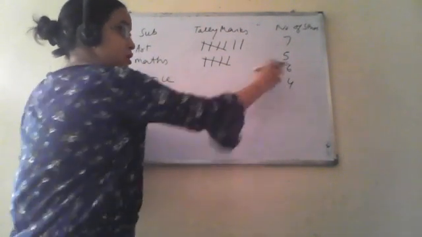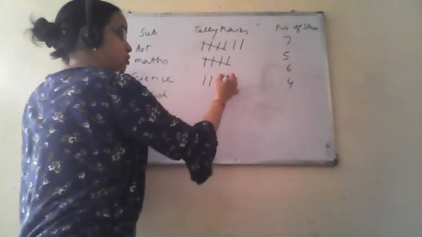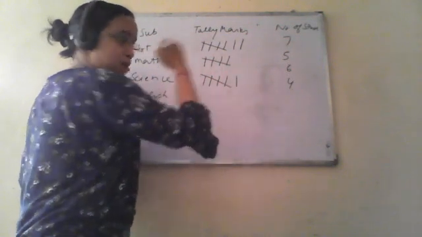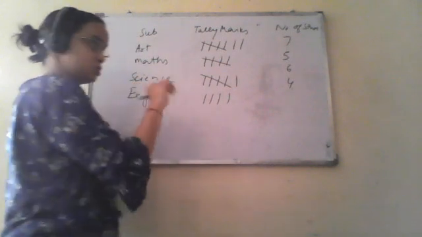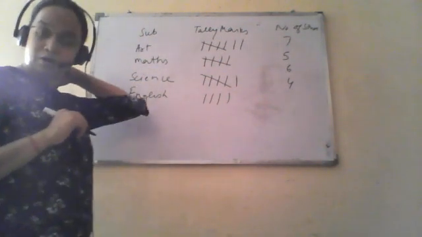Okay, I will explain how. This is 6, this is 1, 2, 3, 4, 5, 6. Clear? This is 4, this is 1, 2, 3, 4. So this is the concept of frequency table, or these are tallymarks.